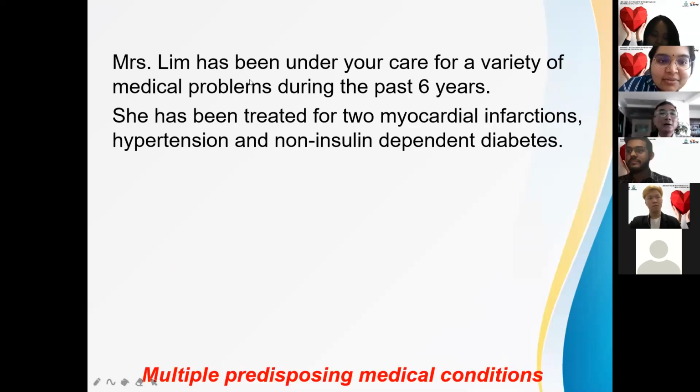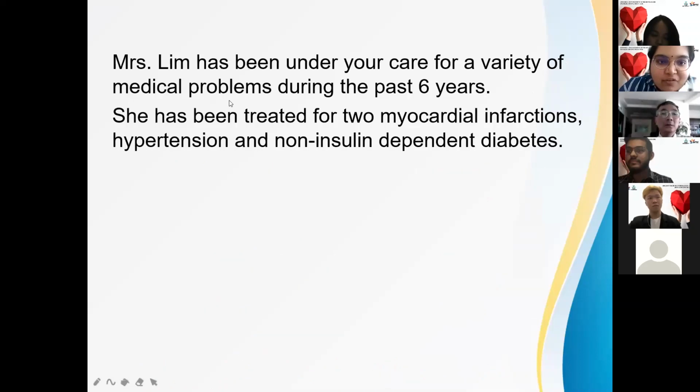Okay, so Mrs. Lim has been under your care for a variety of medical problems during the past 6 years. She has been treated for 2 myocardial infarctions, hypertension, and non-insulin dependent diabetes. Now, what does this mean? This means that this lady is not just 4 months and 5 days. Just now we talked about her breathlessness of 4 months, and then 5 days she becomes very distressed. That's why she comes to see you. This is a long story already, that for the last 6 years she has not been well.